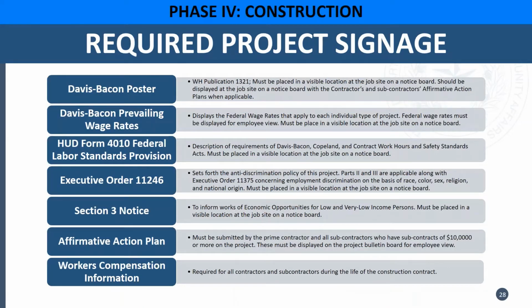Here is the required project signage. I won't bore you by reading everything, but I'll just give you the names of the project signage that is needed. First, we have the Davis-Bacon poster. Next, we have the Davis-Bacon prevailing wage rates. Then we have HUD Form 4010 Federal Labor Standards Division, Executive Order 11246, Section 3 Notice, Affirmative Action Plan, and Workers' Compensation Information. Next slide.